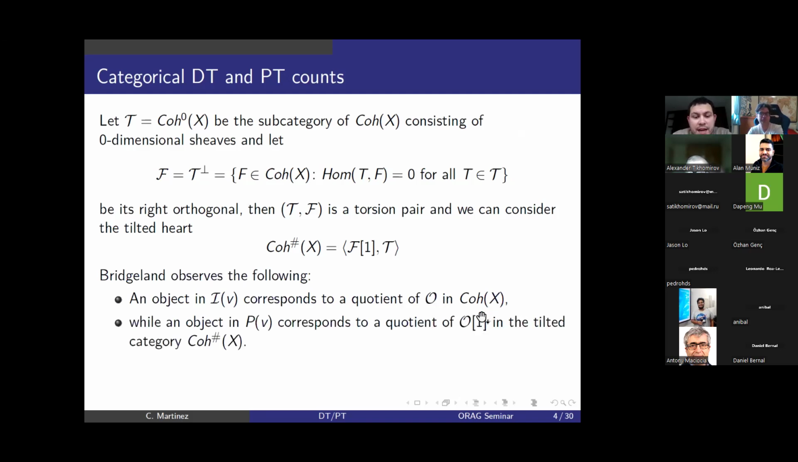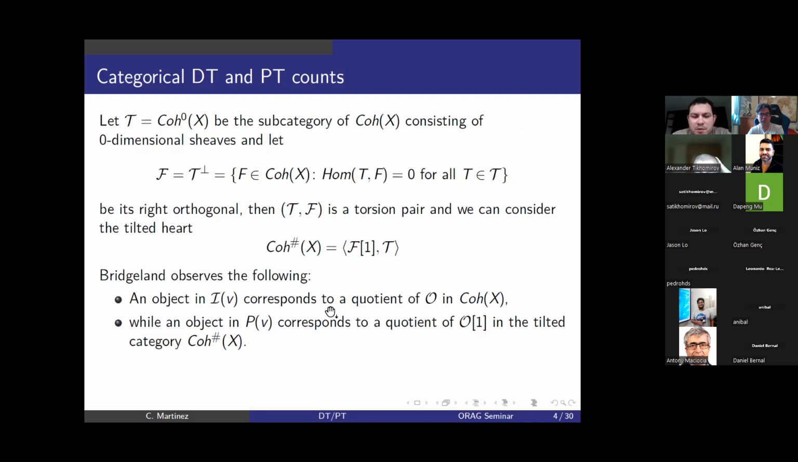In the category of coherent sheaves. And in the same fashion, the PT stable pairs correspond to counting quotients of O shifted by one in this category, right? So somehow this counts. There is an intrinsic relationship between these two that is expressed in this GIT wall crossing, and also in this wall crossing, somehow categorical, right?